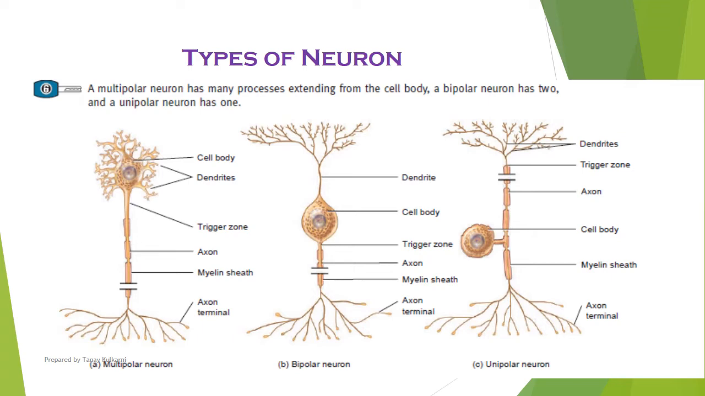And one more point, that 99% of our body is having multipolar neurons. That's why we can respond to the situation or to the stimulus in a quicker manner. Move on to the next point.